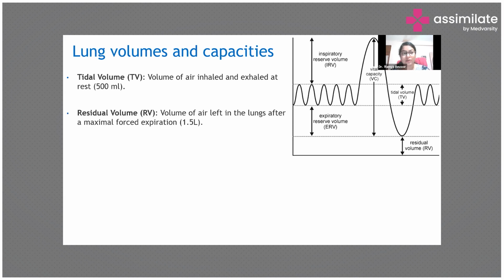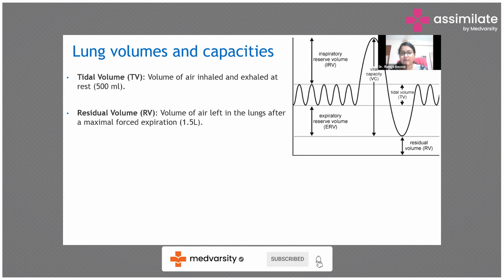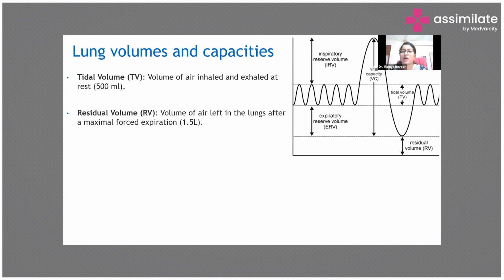Then there's the residual volume. Basically, residual volume is that even after we expire all the air that we are able to, there is still some amount of air that is left in the lungs. This is called the residual volume, which is around 1.5 liters.